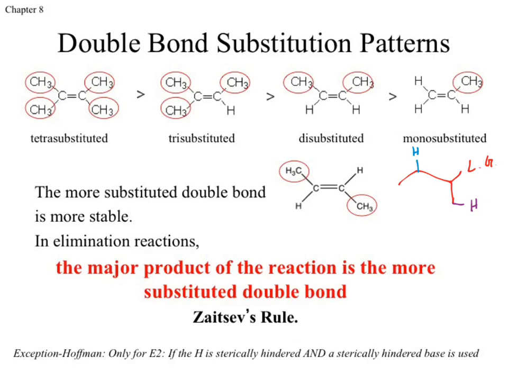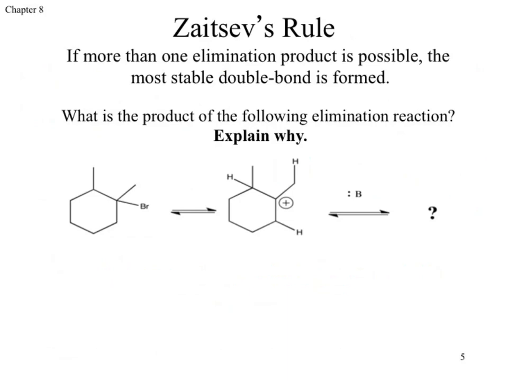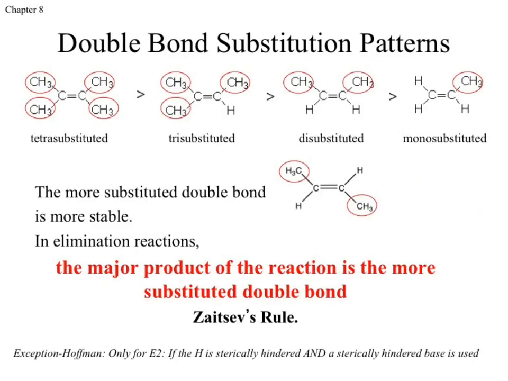Okay? Questions? Why again was the purple one the most available? Because it was next to the leaving group? They're both next to the leaving group. Right. It's a primary carbon versus a secondary carbon.